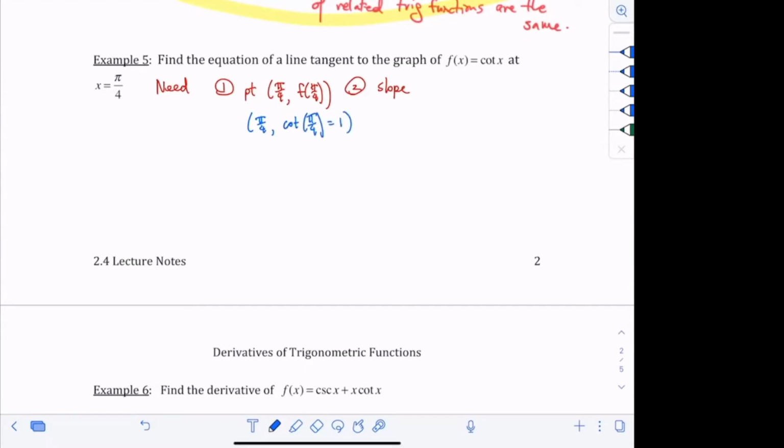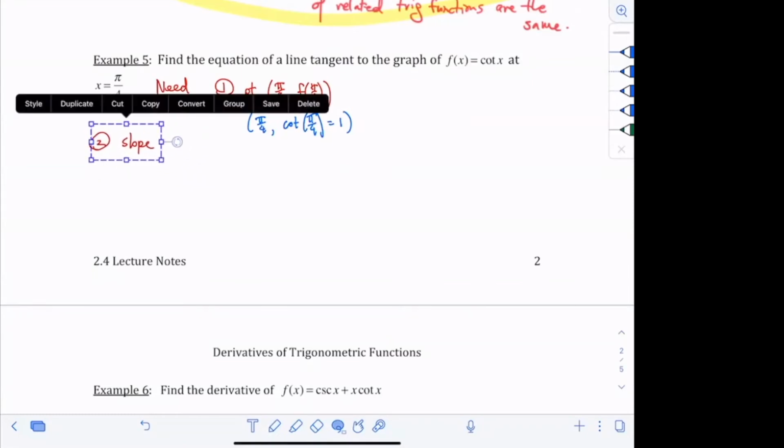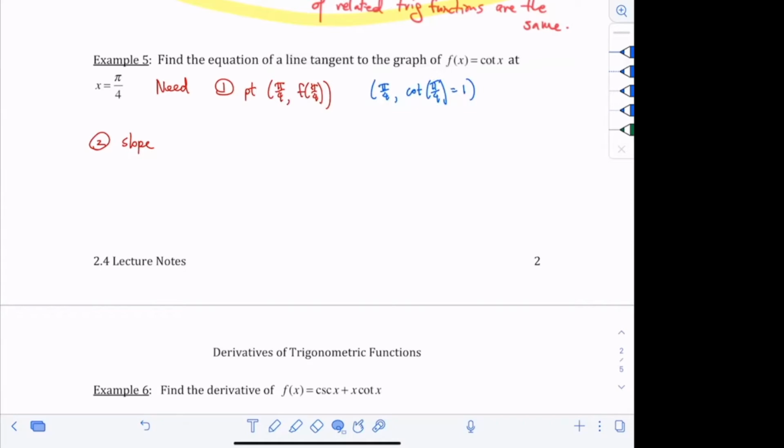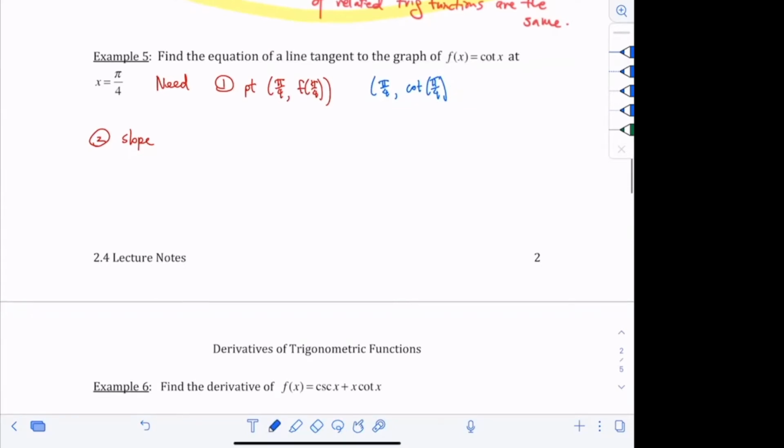Okay. The next question is, how do I find the slope? So hold on, let me move this. This looks hideous. Let's do it like this. Pi over 4, comma 1. That's our point. The second thing we need is the slope. So how do I find the slope of the tangent line? I mean, this is the whole point of calculus, so you can just say it out loud. You do the derivative. Correct. So we need to calculate f prime. Really, we need f prime of pi over 4 if we want the slope at pi over 4.